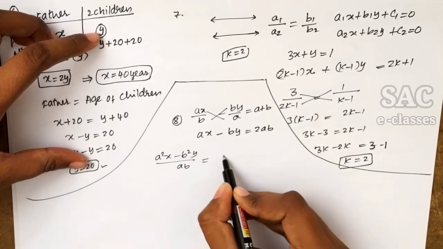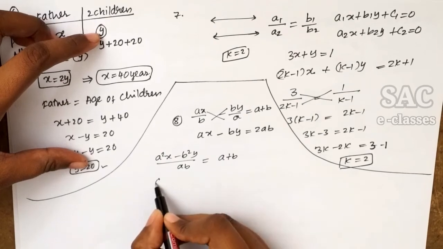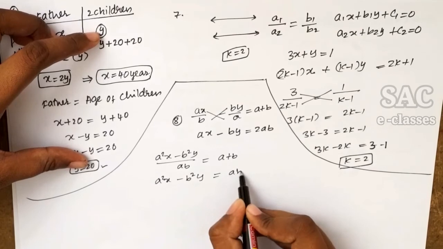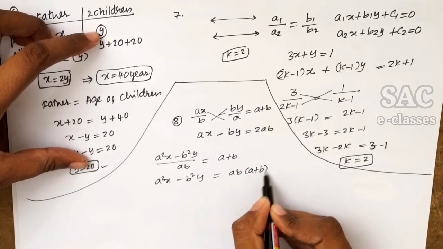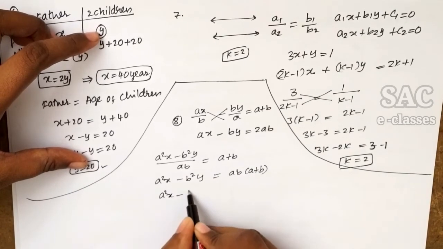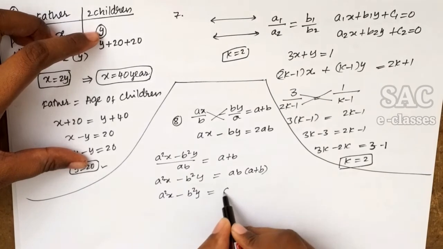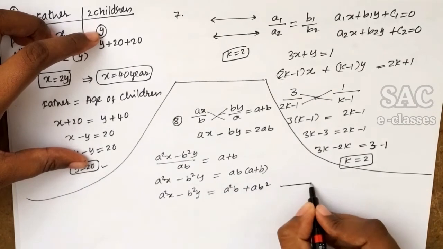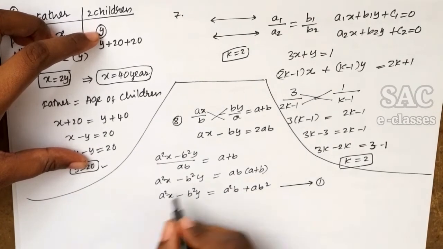I am simplifying the first equation. a square x minus b square y is equal to ab into a plus b. That can be written as a square x minus b square y is equal to a square b plus ab square. Think of it as equation 1.